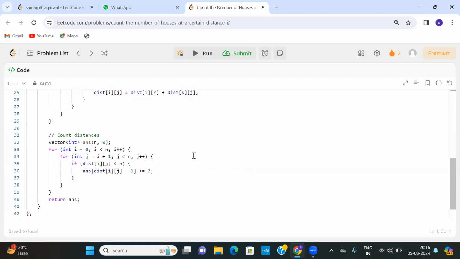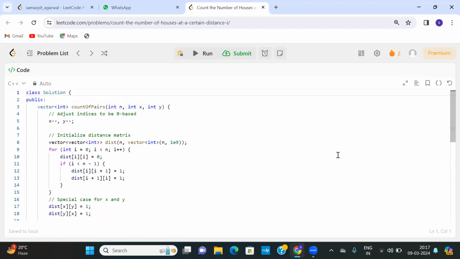Now we will count the distances and update them in our answer. If distance ij is less than n, then we will update it. Now, why are we doing it plus 2? Because if the pair 1, 2 is a pair, then 2, 1 is also a pair, and the distance required to reach from 1 to 2 and from 2 to 1 are the same. So that is why we have updated the answer at distance ij minus 1 by plus 2. And then we will return the answer, which is our final answer.